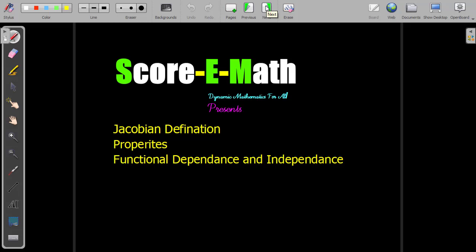Hello students, welcome to Jacobian definition, its properties and functional dependence and functional independence. Let's get started.